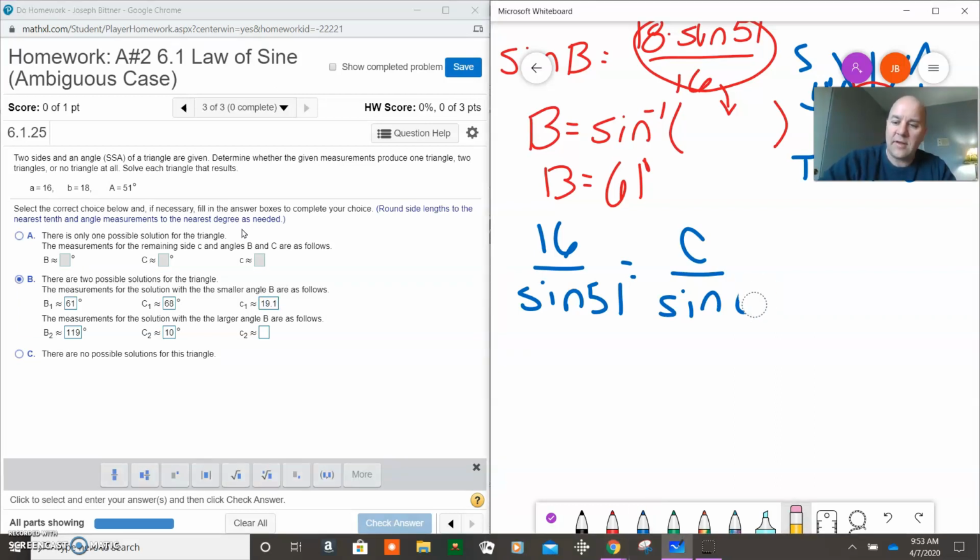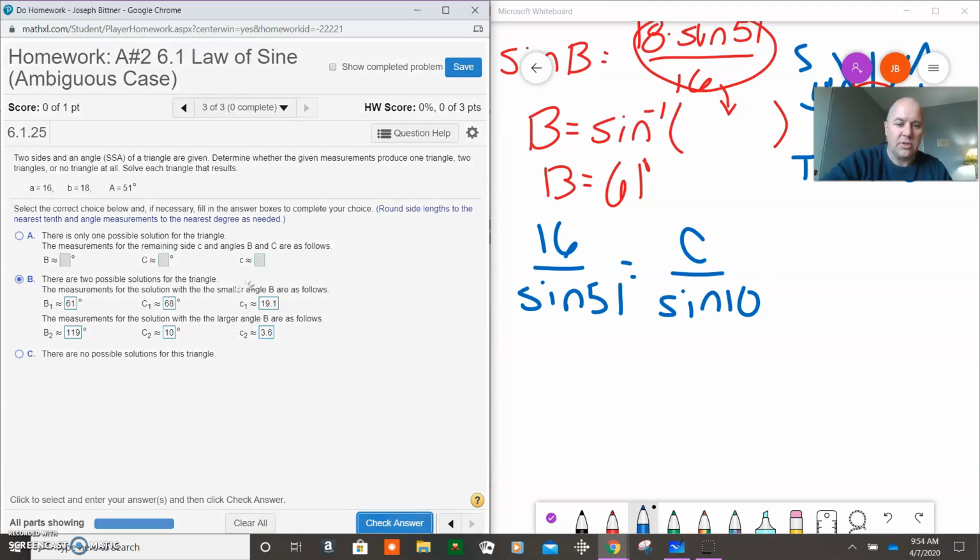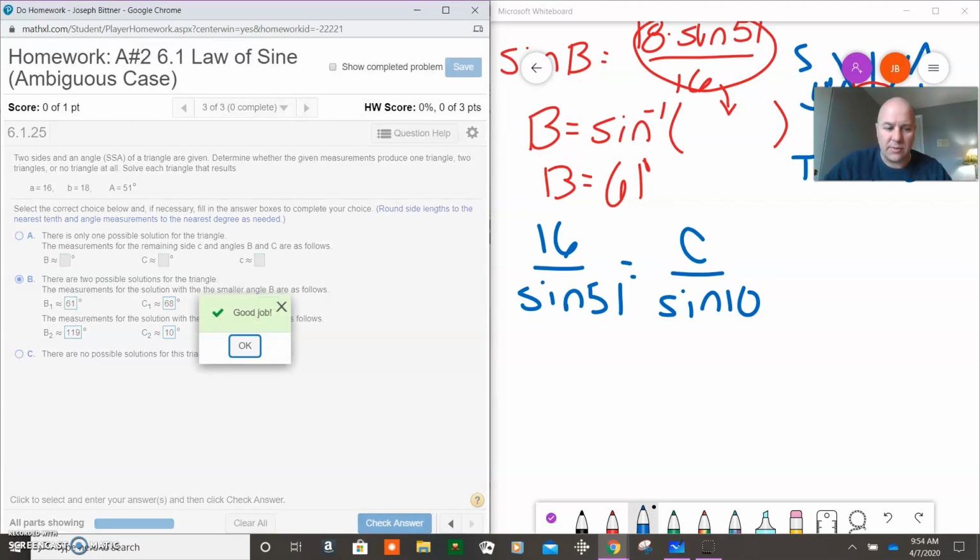Do the exact same thing, but now we have to do sine of 10 degrees. So if I go on my calculator, I should be able to change it very easily. 16 sine of 10 divided by sine of 51. And again, all I'm doing is just cross multiplying. I get 3.6. Let me type that in there, 3.6. Check your answer, and then there's your solution.